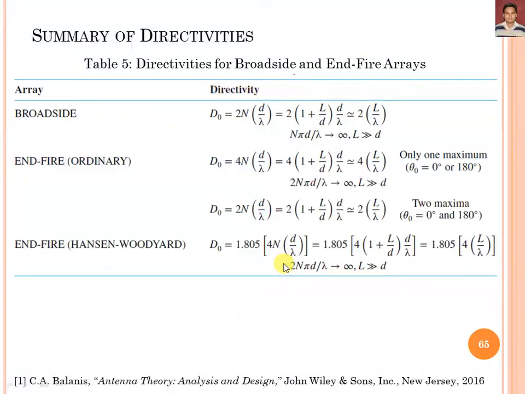So in this lecture 4 of the antenna array series, we have discussed the calculation of directivity and how the directivity is improved with the Hansen-Woodyard end-fire array in comparison with the broadside as well as the ordinary end-fire array.